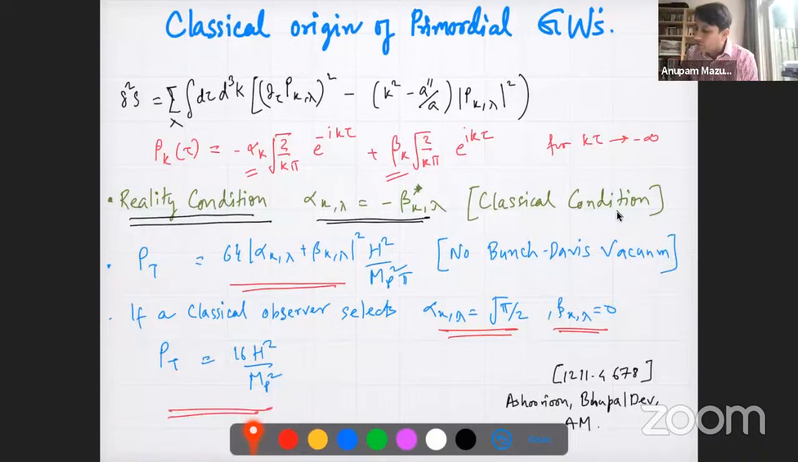So you do the same decomposition, but now you impose the reality condition. You say that these coefficients alpha k and beta k, the Bogoliubov coefficients, follow a classical condition, no longer an initial condition. You can compute the power spectrum, and that power spectrum will have both alpha k and beta k, the whole square, times H squared over M Planck squared. So there's no Bunch-Davies vacuum.